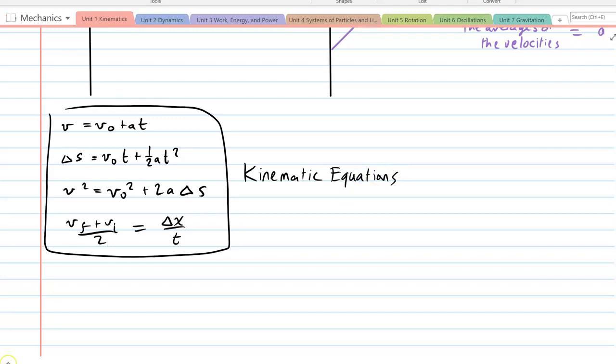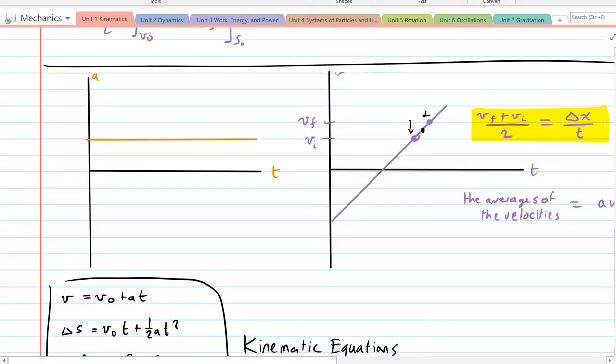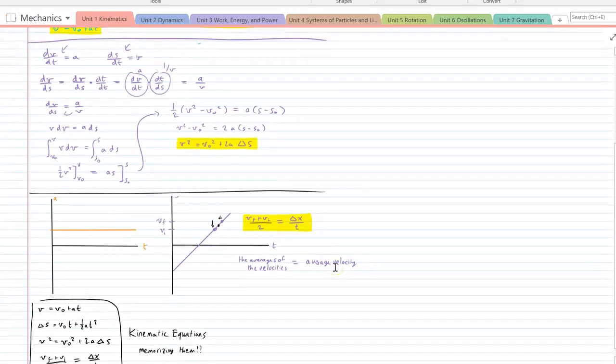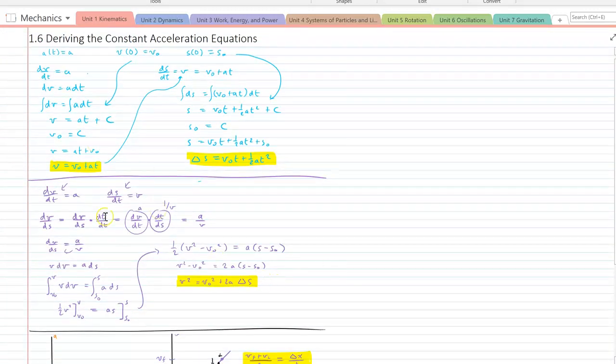And I would recommend memorizing them because they're super important, especially in future problems we'll stumble across. We should know these and when to use them. So that's it for this video. I hope this derivation makes sense to you. For people in calculus, it's just a separable differential equation. And that's it for this video.